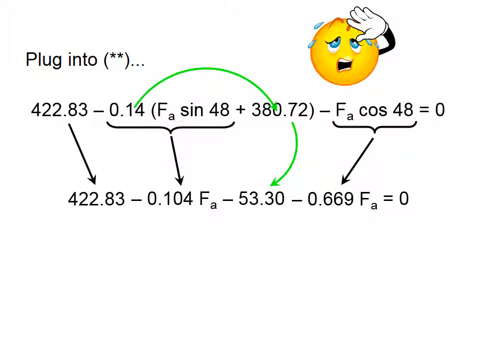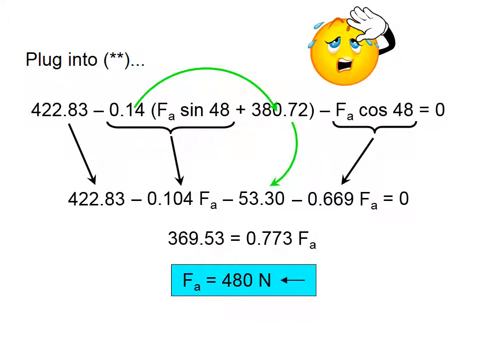So now we're going to combine like terms. I've got two terms with the applied force and two constant terms. I'm going to put the constant terms on the left side of the equation, put the applied force terms on the right side of the equation, divide by 0.773. The applied force turns out to be 480 newtons.